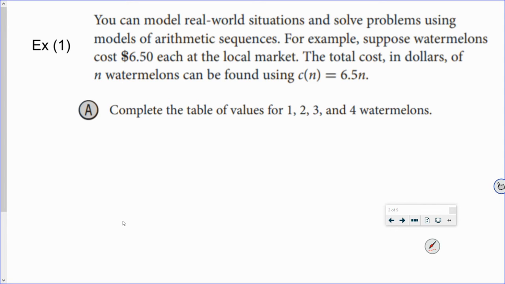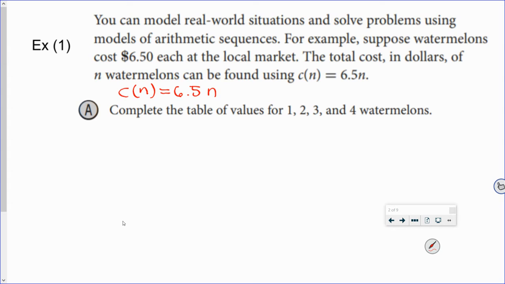So since we're going to model real-world situations and solve problems using arithmetic sequences, for example, okay, here we go. Suppose watermelons cost $6.50 each at the local market. And then the total cost in dollars of n watermelons can be found by C of n equals 6.5n. So the first thing I'd write down is the function itself. C of n equals 6.5n. That is worthy of being written down. And you can refer back to your classwork notes to get the whole word problem, but that's the function.